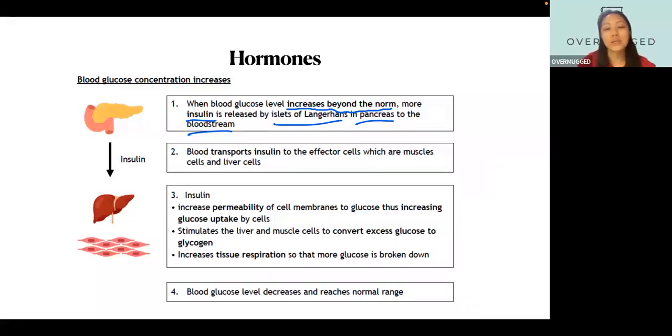So when more glucose is taken in, all the glucose will go to the cells. Then the blood glucose level, of course, will decrease. So now what we are concerned of is the blood glucose. It's not the total glucose, right?